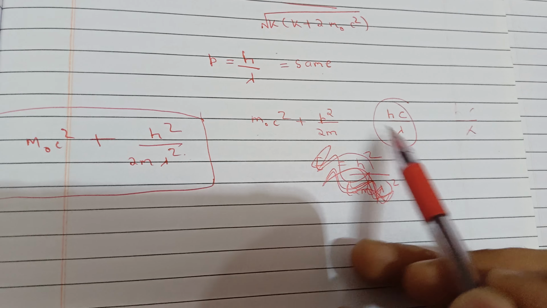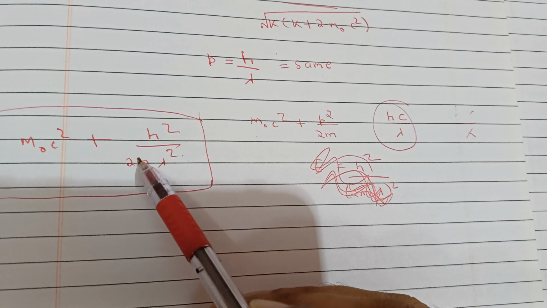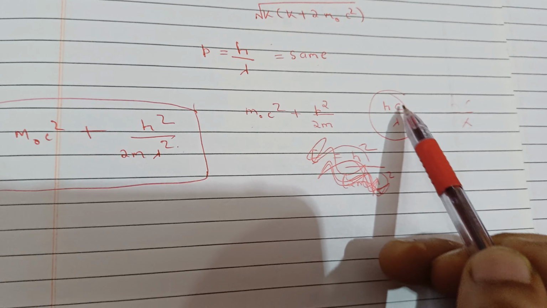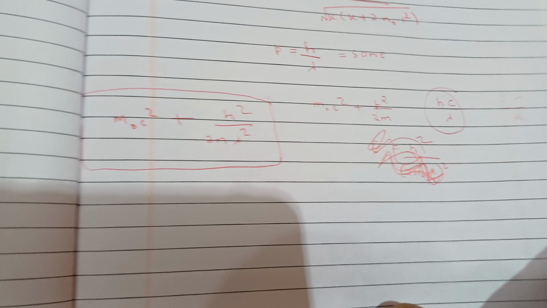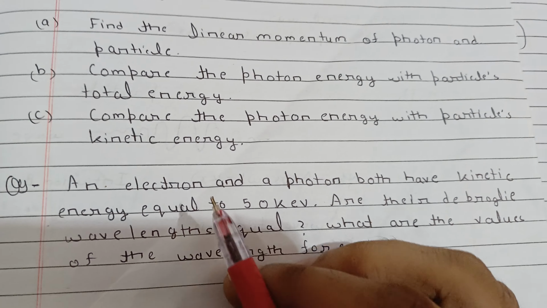So lambda is the same. So this square term will be greater than this one. And multiplying by the mass will make it even bigger than this. So this whole value will be less as compared to this. So the kinetic energy of the particle will be less than the photon's energy. So that will be your answer for this part C.